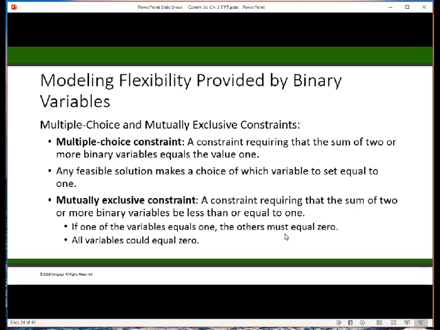We can also do the mutually exclusive constraint, and that's a constraint requiring that the sum of 2 or more binary variables be less than or equal to 1. So if one of the variables is equal to 1, the other is equal to 0. On the other hand, all variables could be 0.